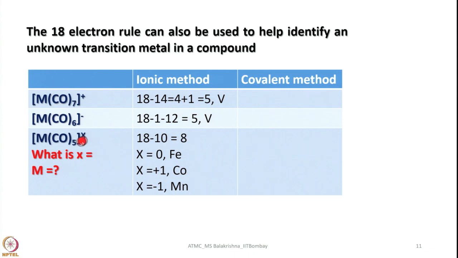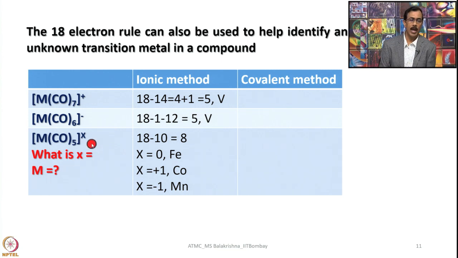And here if the metal is not given and also the charge is also not given, then you may have several options. For example, you take 18 electron and subtract 10 electrons, you will be left with 8 electrons. And here we do not know what is the charge here, and if you assume this is a neutral compound such as Fe(CO)5, then this is 0, then iron is 0 valent state. And if it is in plus 1, then it will be cobalt, and if it is minus 1, this will be manganese. So that means both the entities are unknown, then arriving at exact structure is difficult. At least one of the entities should be defined here. So otherwise what happens, one should be able to write all possibilities precisely.